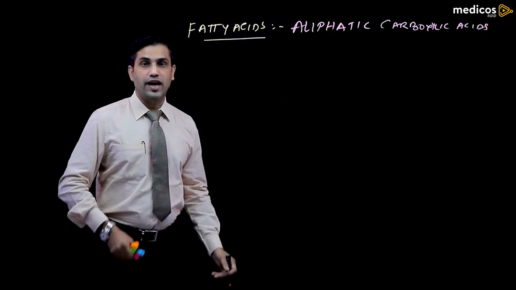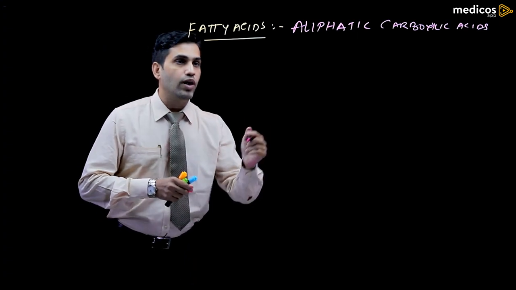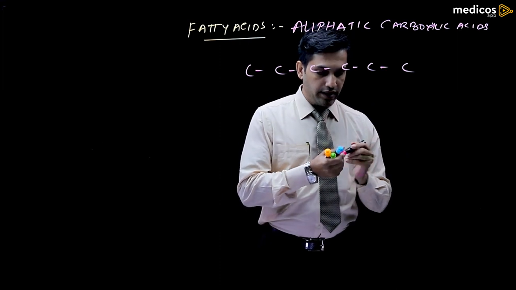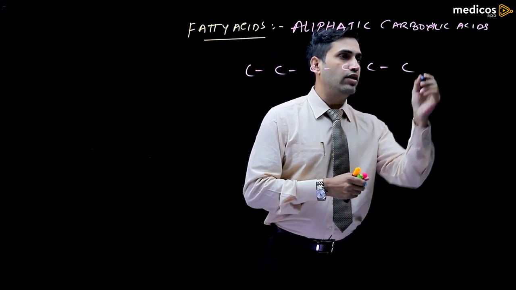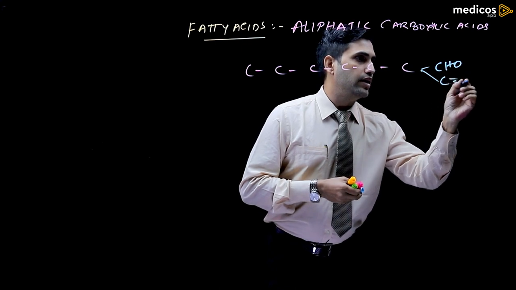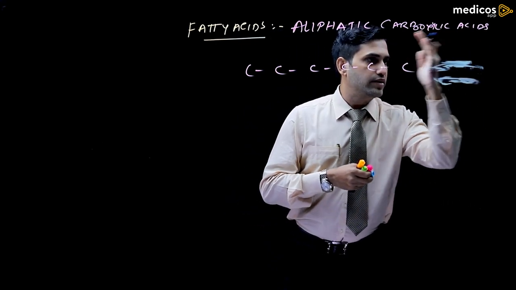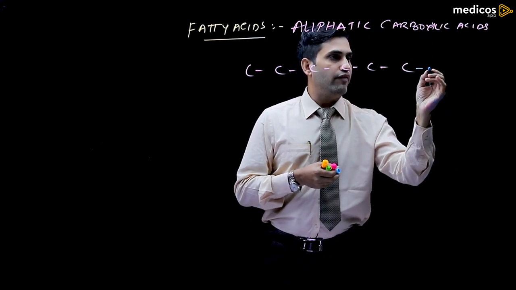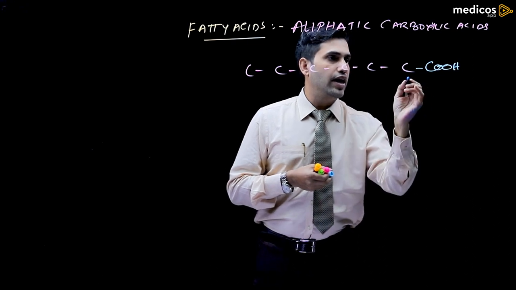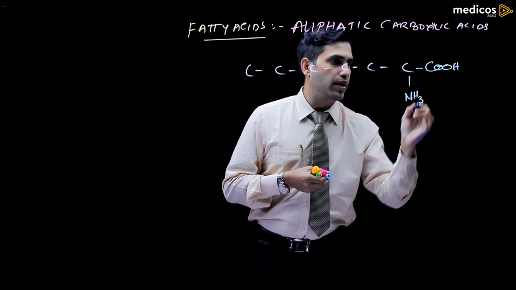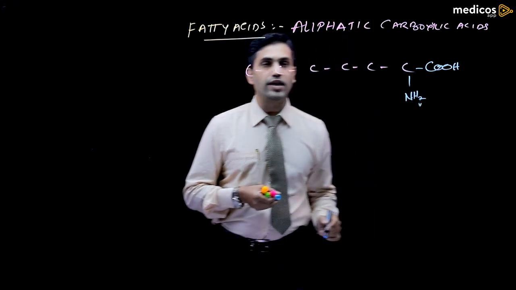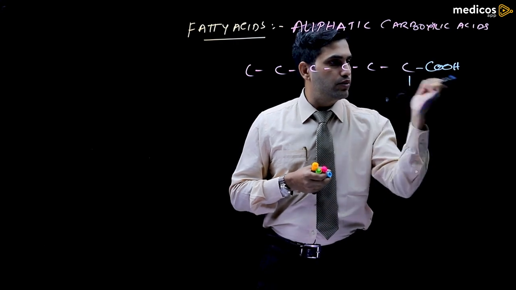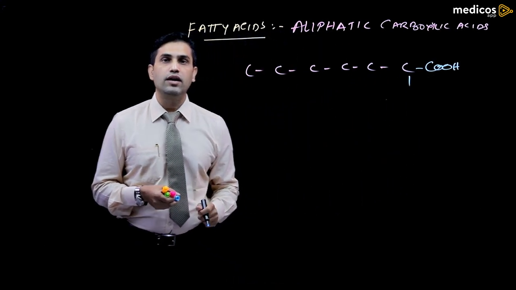Aliphatic carboxylic acid. In my carbohydrate video, I have told there is a carbon chain. At the end, if you attach an aldehyde or a keto group, it becomes a carbohydrate. If a carboxylic acid is attached and an amino group is attached, then it becomes an amino acid. If you remove this amino group, it becomes a fatty acid.